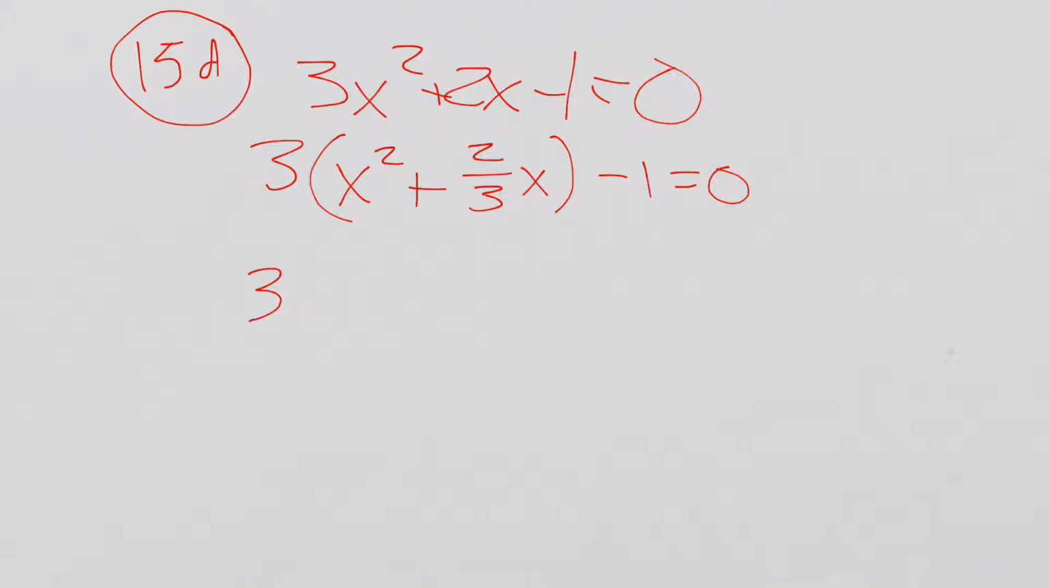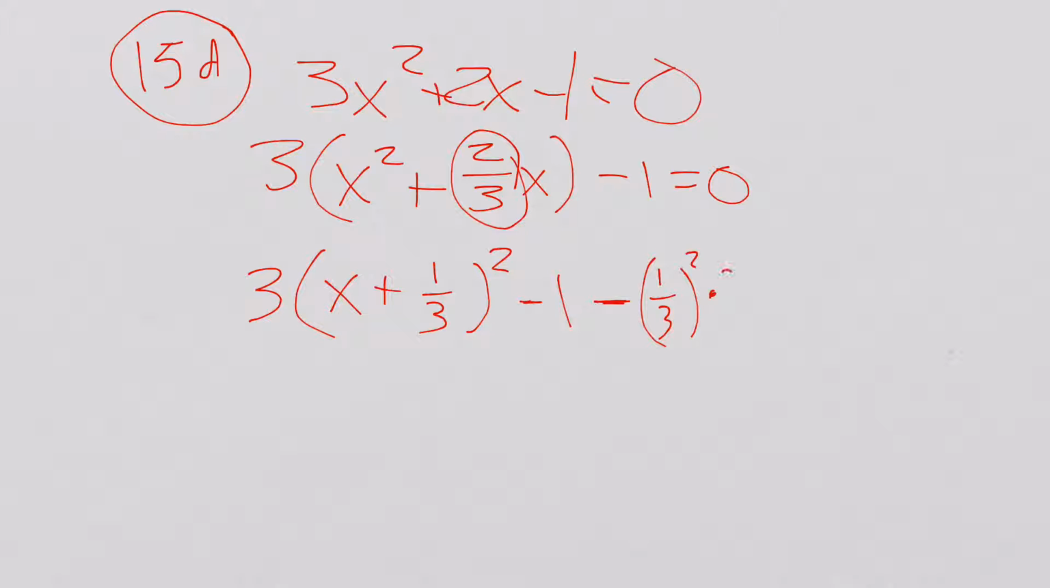So now 3 times what squared? Well, x plus half of that number. Half of 2/3 is 1/3. So 1/3 squared. And now I still have my minus 1, but now I need to balance this by subtracting my 1/3 squared times my leading coefficient of 3 equals 0.